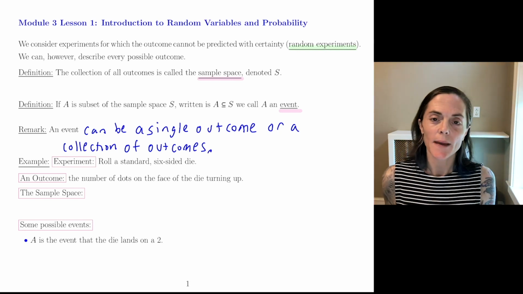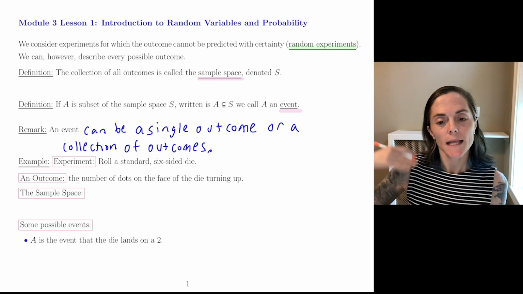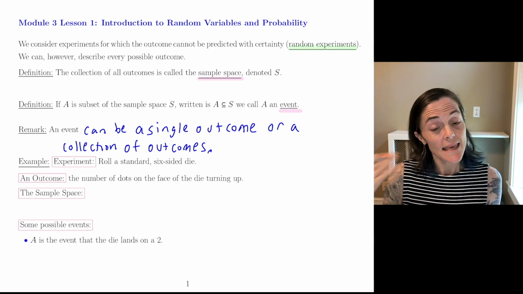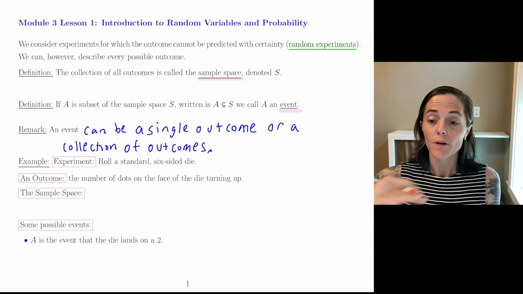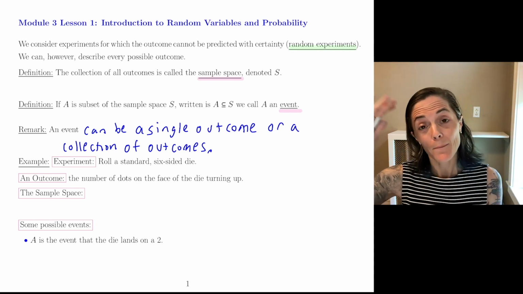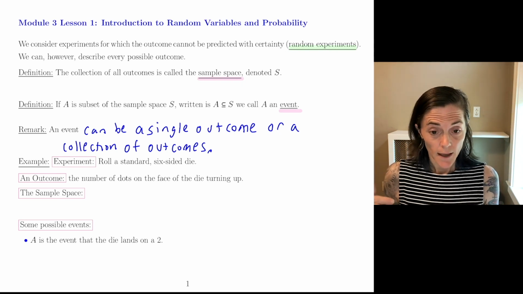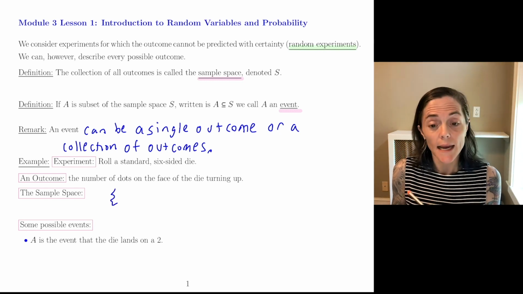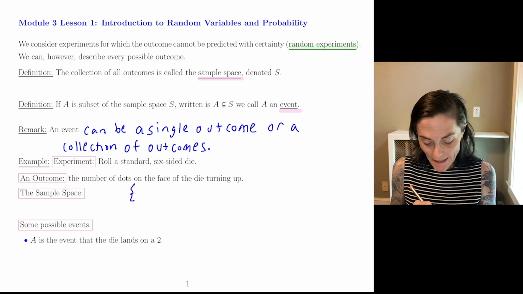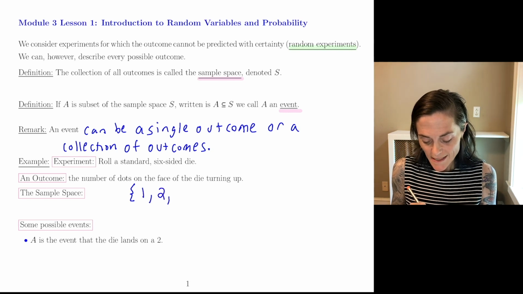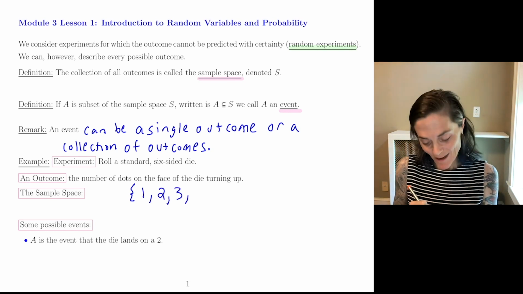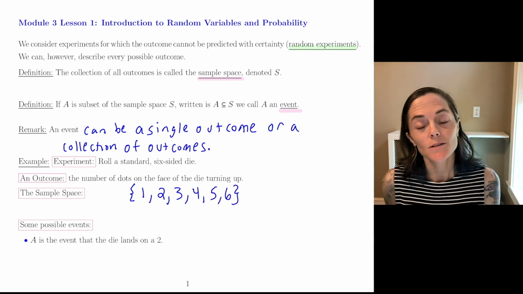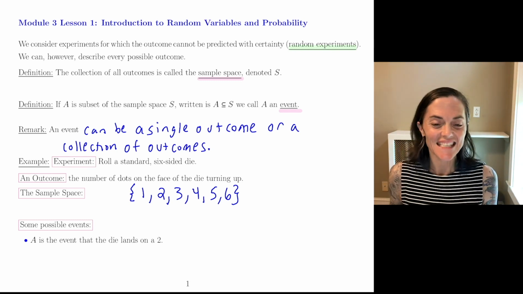Now, here's an experiment where we can think about this language. Let's take a standard six-sided die and roll it. The outcome, or an outcome, would be the number of dots facing up when you look at the die. So our sample space, which consists of all outcomes, well, it's six-sided. So the possibilities are, we see a 1, we see a 2, we see a 3, we see a 4, we see a 5, or we see a 6. 6 total outcomes in our sample space.